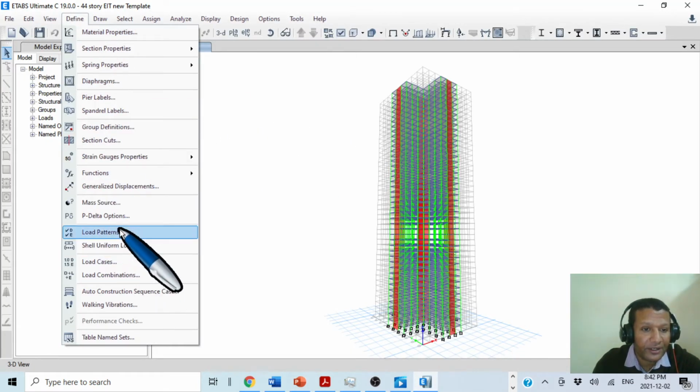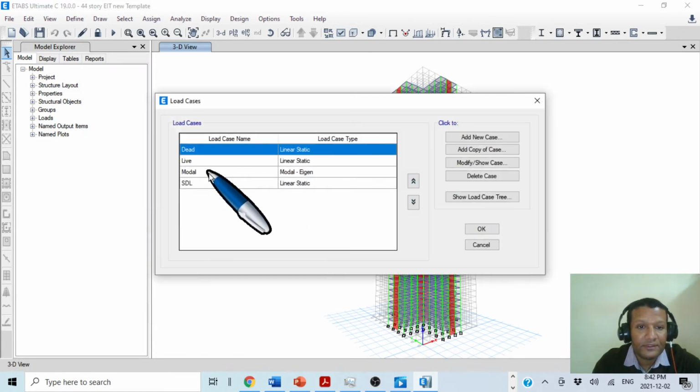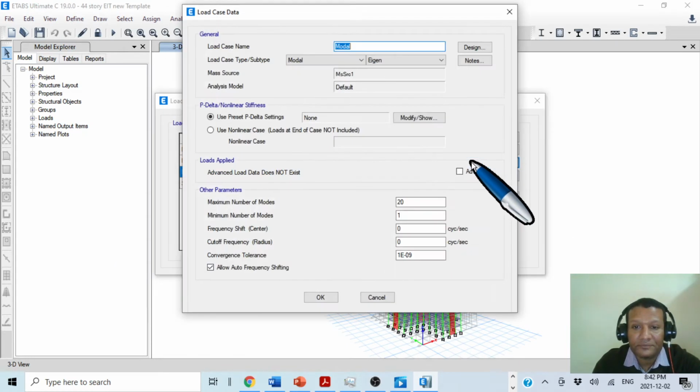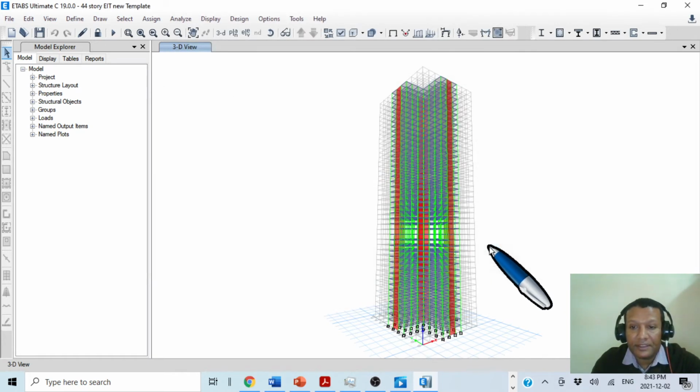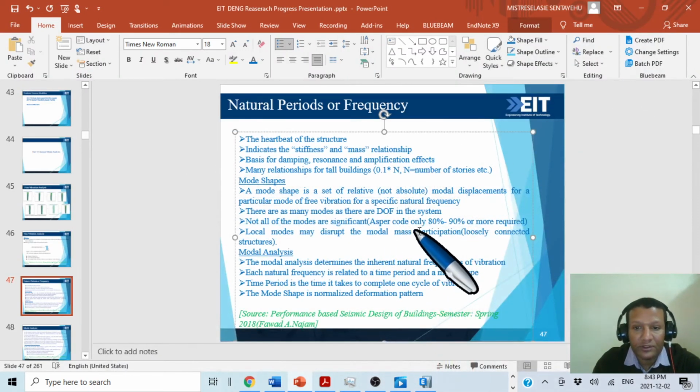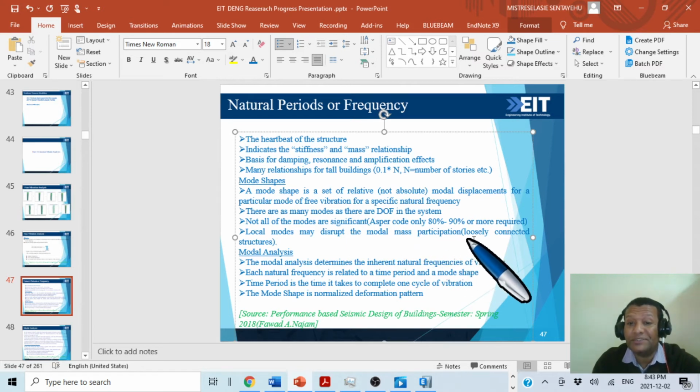For this one, I just assumed 20 modes. I can show you. Define load cases, this is the modal case, modify. You see, this is 20, the maximum number of modes for this analysis. But 20 modes are not required. Only maybe 4, 5, 6 modes may achieve 80 up to 90% of the modal mass participation. So local modes may disrupt the modal mass participation.